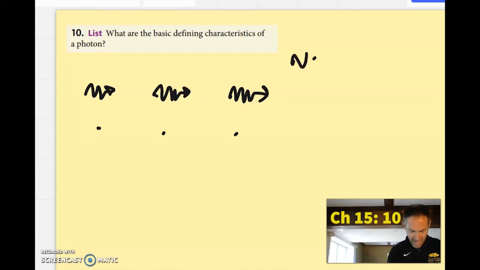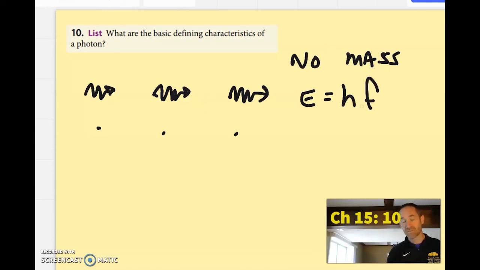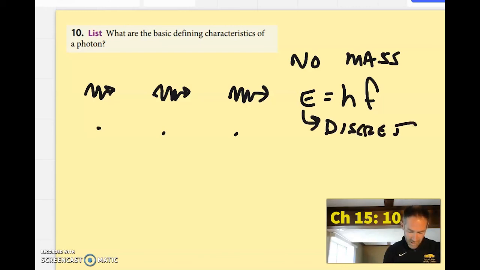Number 1, it has no mass. It's a massless particle. That's why it's able to travel at the speed of light. And number 2, it can only take on certain integer multiples of the Planck's constant in terms of energy. And so the energy that it has is equal to Planck's constant times the frequency. Now in the honors class, we won't get into the Planck's constant so much, but that's something, if you are interested, you could easily look up. So all that is to say, the energy of each one of those photons is a certain discrete or quantized amount.